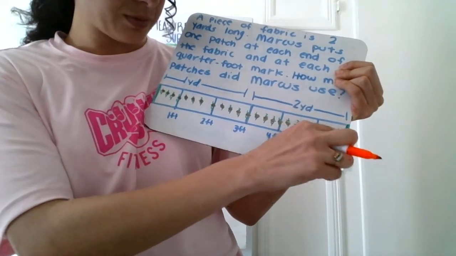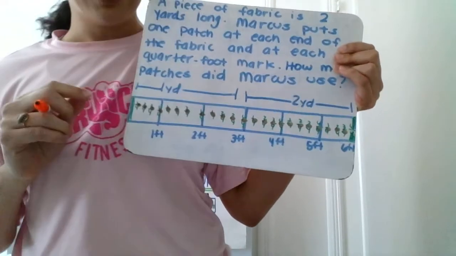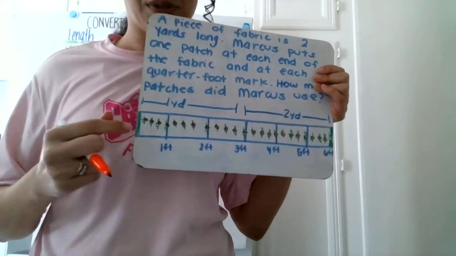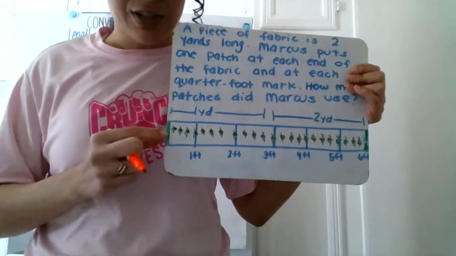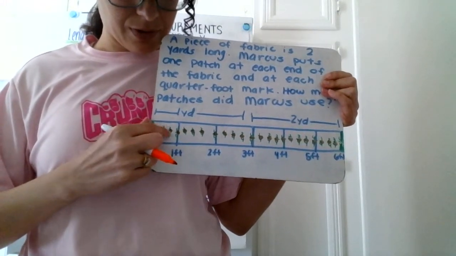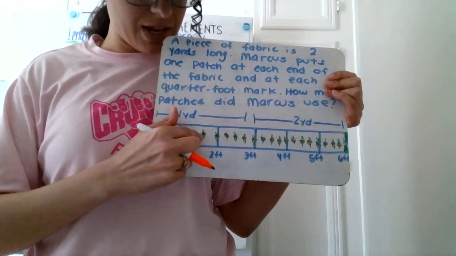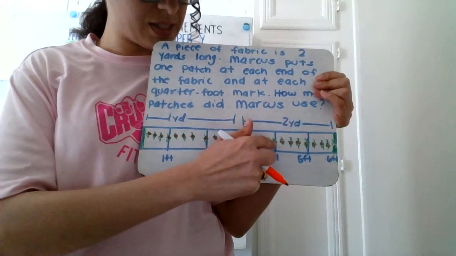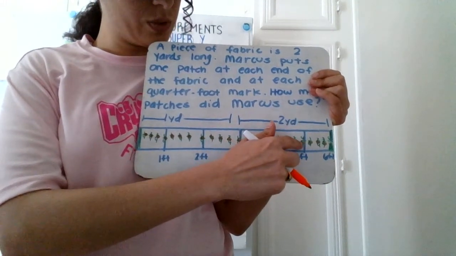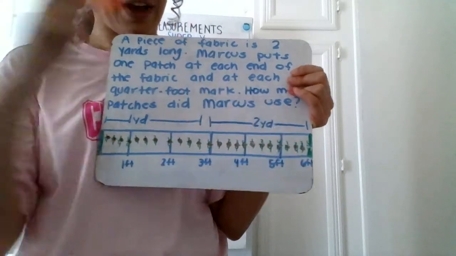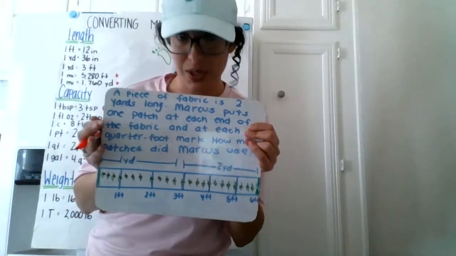Okay? Let's erase that one. Okay. So now, the question was, how many patches did Marcus use? Now you just count the patches. So we have these green at the beginning. 1, 2, 3, 4, 5, 6, 7, 8, 9, 10, 11, 12, 13, 14, 15, 16, 17, 18, 19, 20, 21, 22, 23, 24, and the last one, 25. So your answer should be 25.